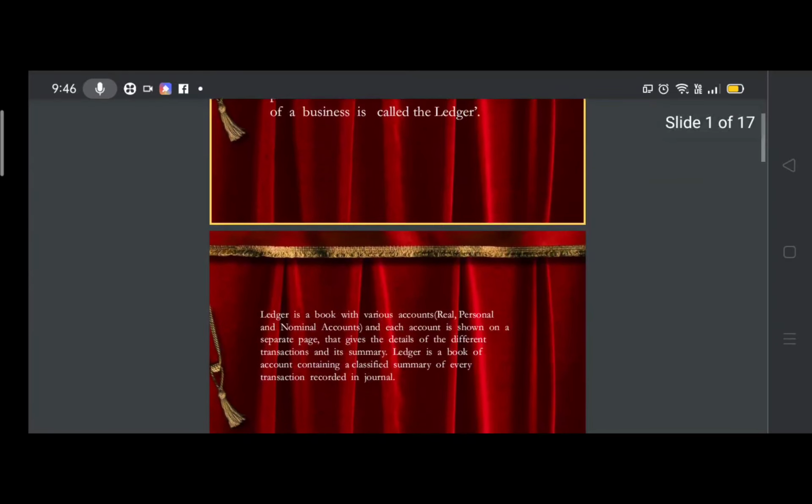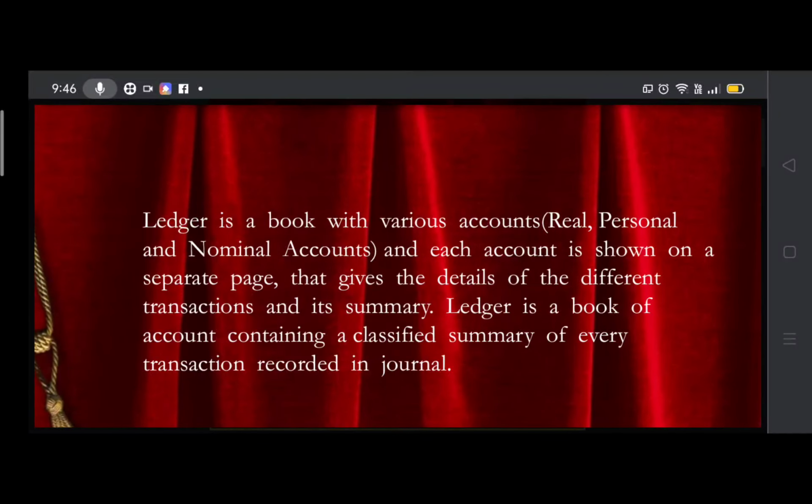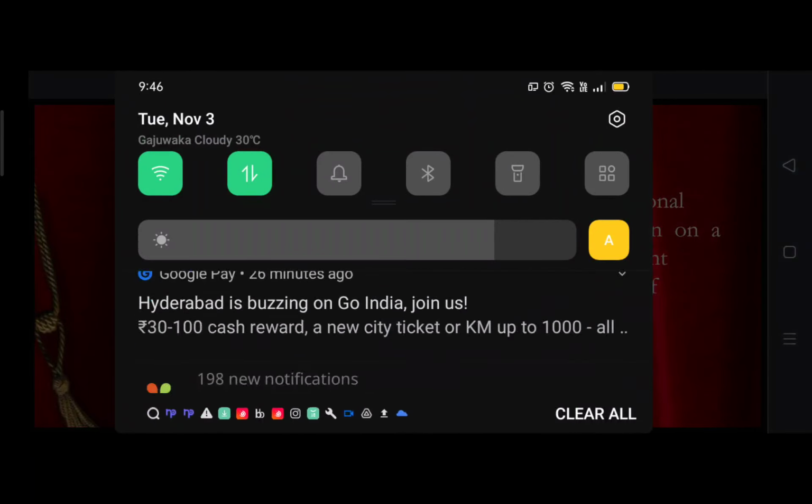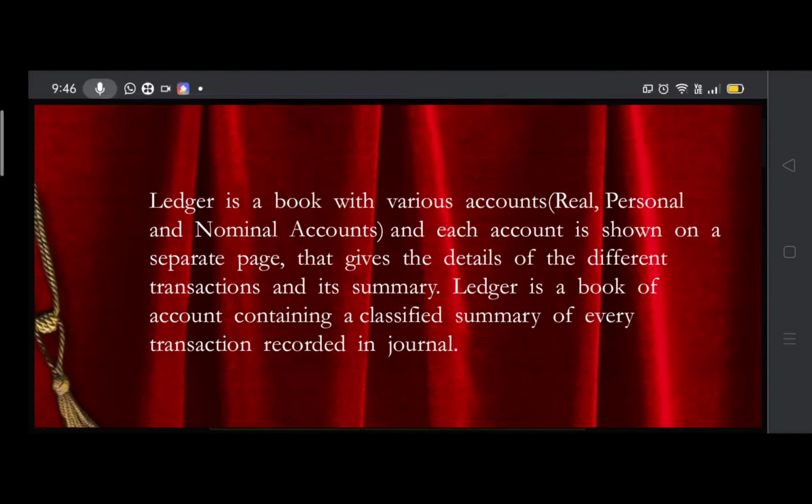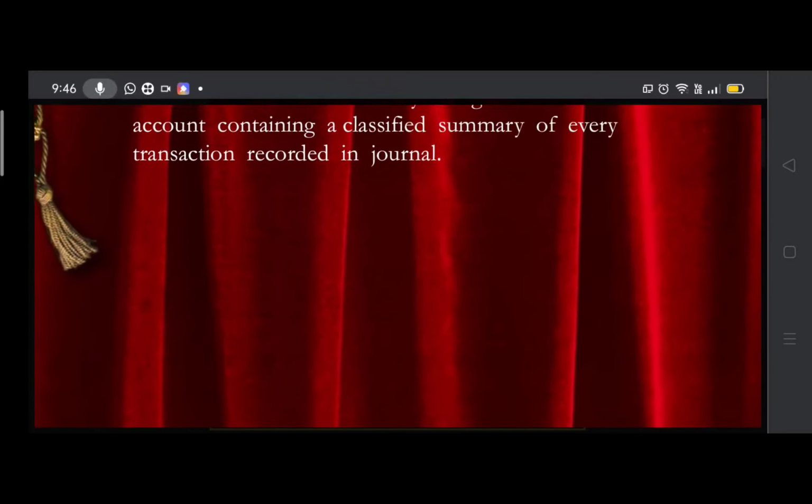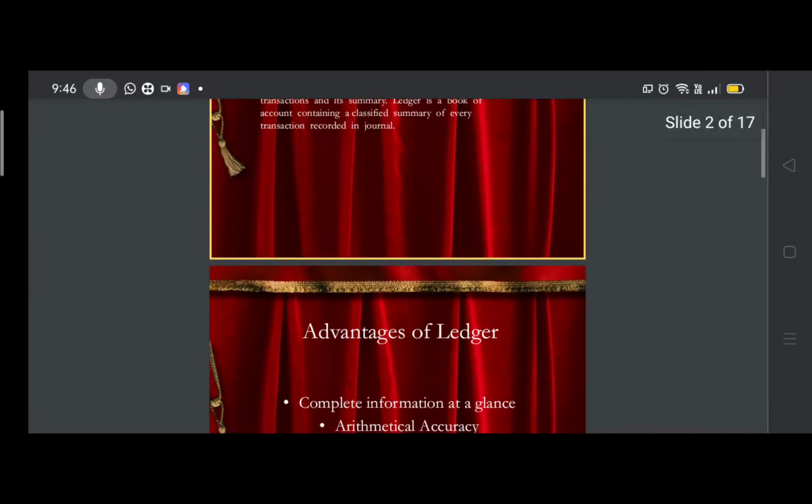Let's move to the next slide. It says that the ledger is a book with various accounts, real, personal and nominal, and each account is shown on a different page, giving the summary of that particular account. We write all the transactions in this account, and finally we come to know the net balance of that particular account. So the ledger is a book of account which contains a classified summary of every transaction written in the journal, which is recorded in our journal, the book of primary entry.